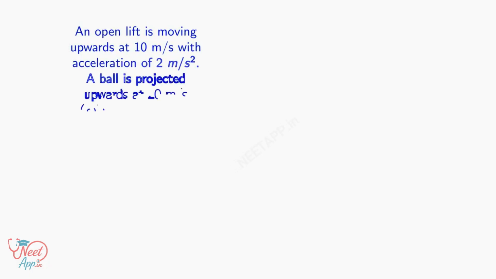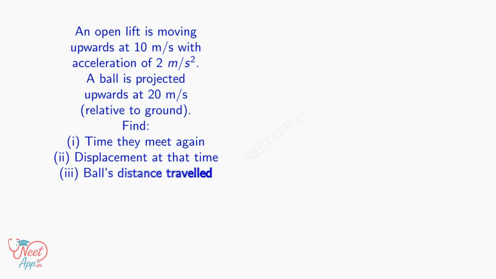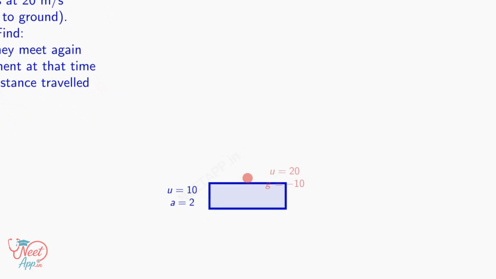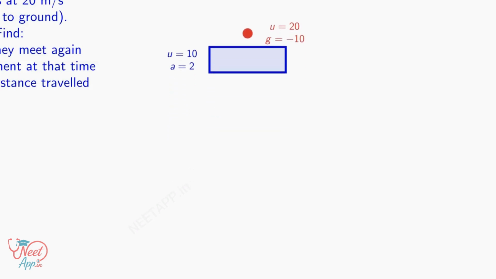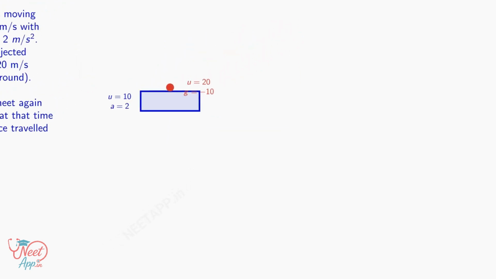Let's analyze question 6. An open lift moves up at 10 meters per second, accelerating at 2 meters per second squared. A ball is thrown up at 20 meters per second. We need to find when and where they meet. First, let's visualize the exact physics. The lift is accelerating upwards. The ball is thrown upwards from it, but gravity immediately starts pulling the ball down at 10 meters per second squared. To find when they meet again, we set their total displacements equal to each other.